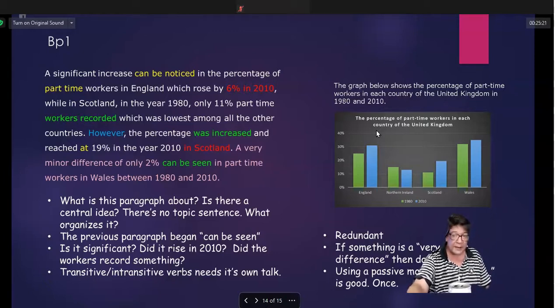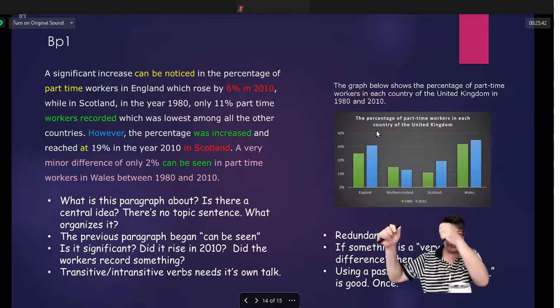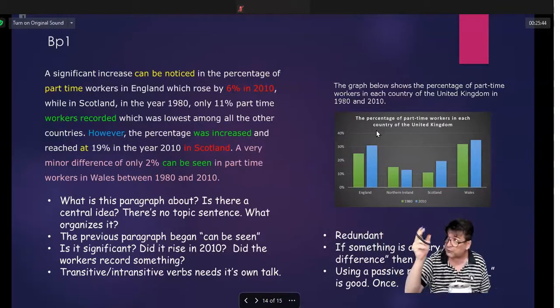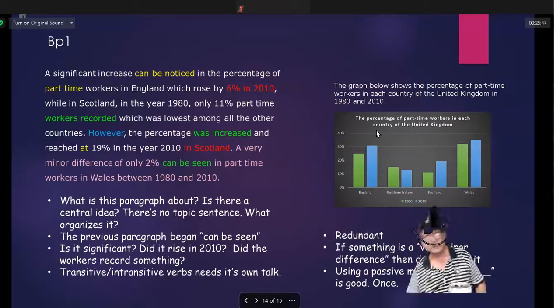Okay. Body paragraph 1. Now, paragraphs should have a central idea or theme which controls them, which tells the reader what this paragraph is about and organizes it into a single topic. And usually that is, or should be, represented by a topic sentence. Topic sentence is something you find in the band descriptors as something you must include to get a high score in coherence and cohesion. And you don't have any topic sentences, at least not in this paragraph.